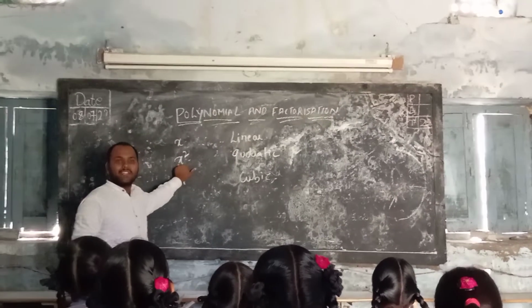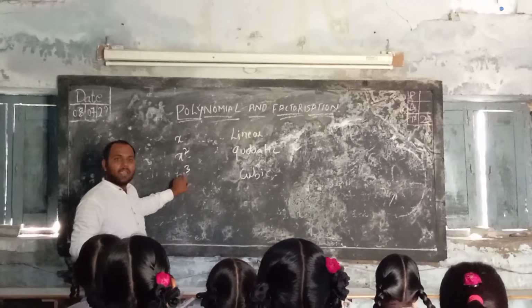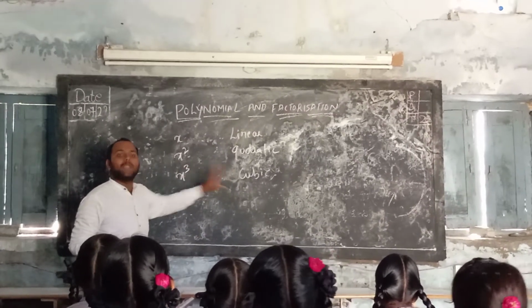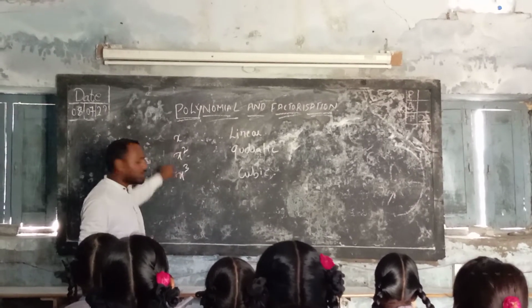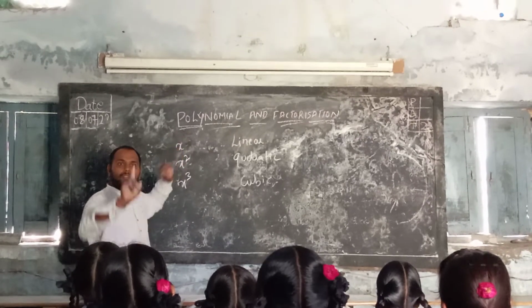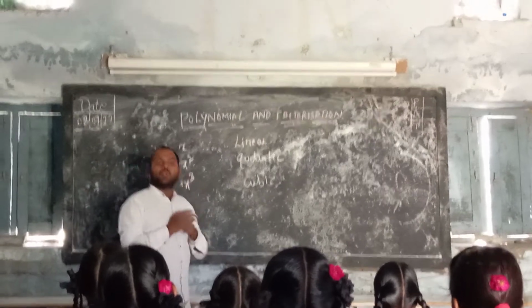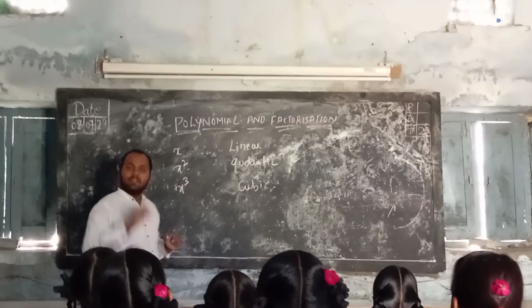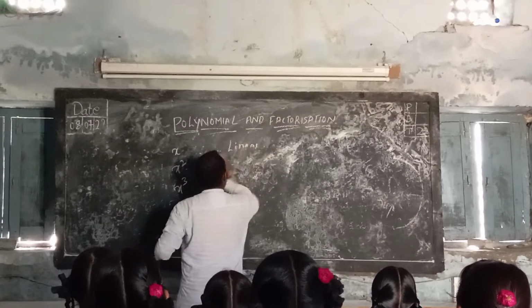This is quadratic. Square means quadratic. Cube means x to the power of 3, that is a cubic expression. We will see afterwards, but you should remember this one. X to the power of 1 is said to be linear. X to the power of 2 is said to be quadratic. X cube, cubic polynomial. In that expression sometimes we will take it like this also.